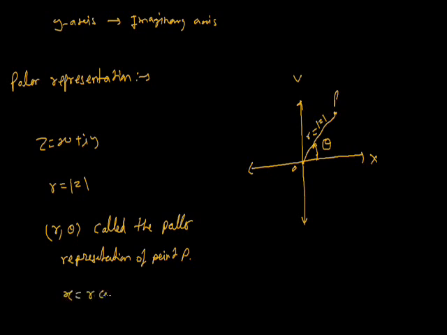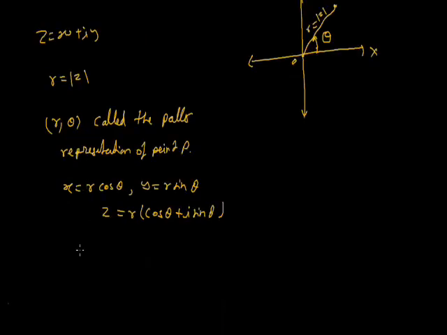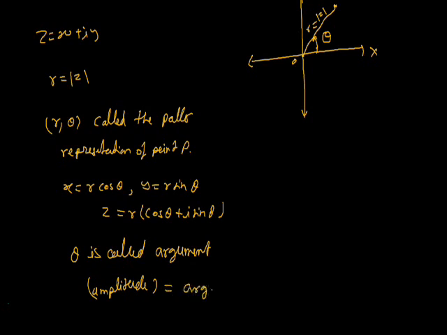Now we can find the coordinates of point P. x is equal to r cos theta and y is equal to r sin theta. So here we can write z is equal to r, taking r as common, cos theta plus iota sin theta. And here theta is called the argument, or we can say amplitude, which is exactly equal to the argument of z.